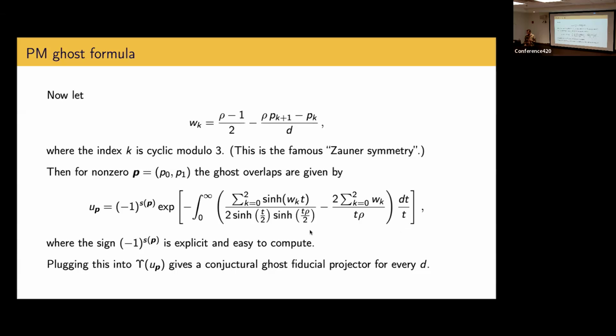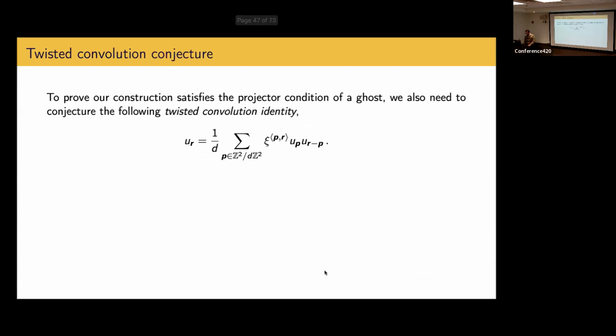But assuming the Stark conjecture and this other twisted convolution conjecture, which I'll say more about in a minute, this gives a conjectural ghost fiducial projector, which then all I have to do is conjugate, and I get the SIC fiducial projector. Okay, so there it is. It's glorious.